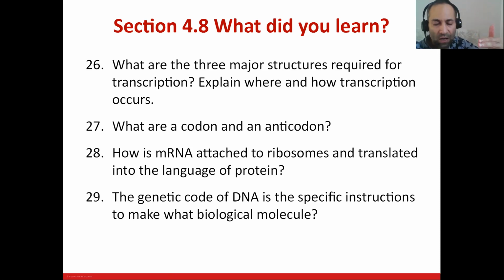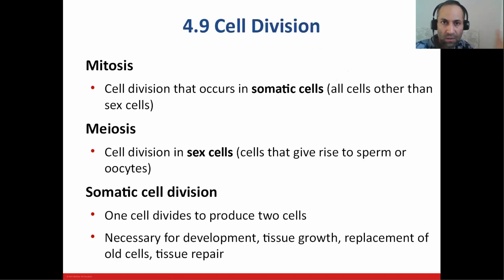And on the back of each transfer RNA molecule, you have a specific amino acid. The genetic code of DNA is the specific instructions to make what biological molecule? Proteins. They make proteins, right? Eye color, hair color, all genetic traits are proteins.